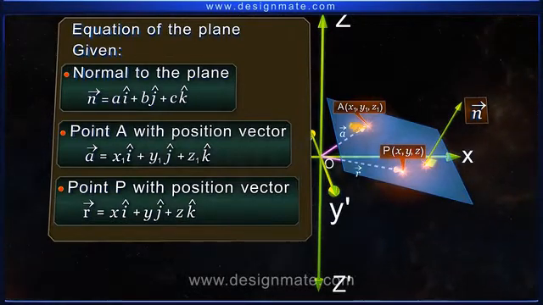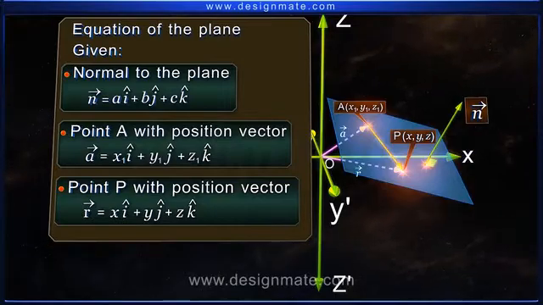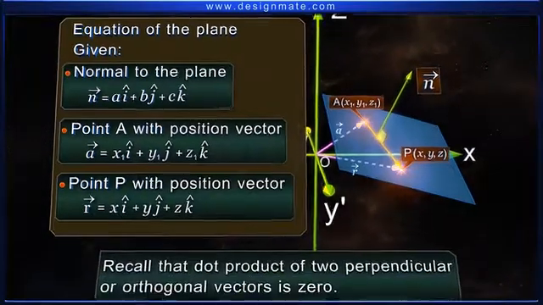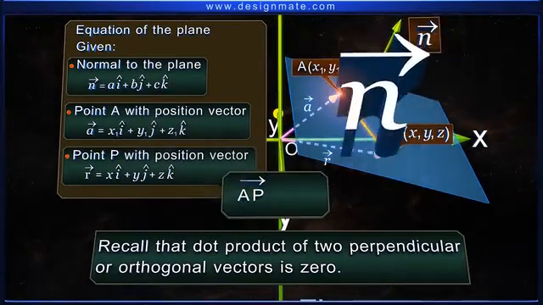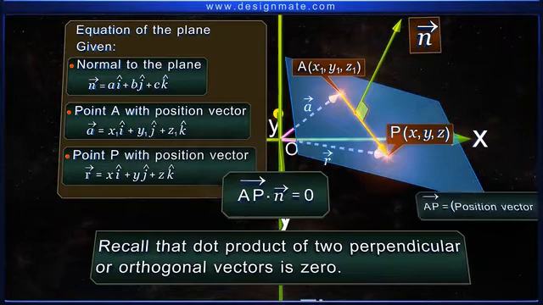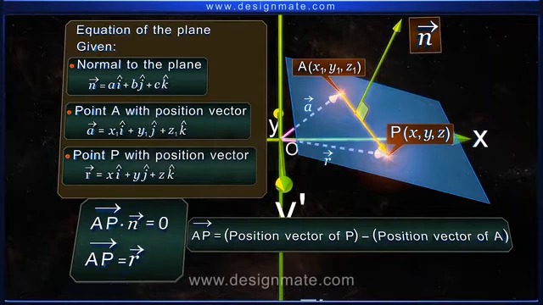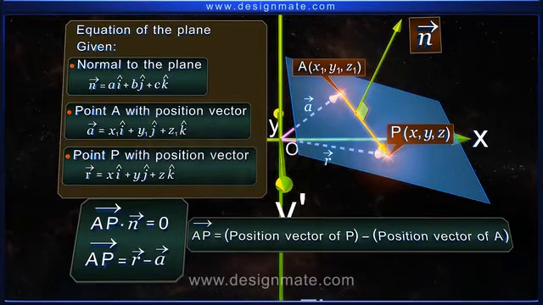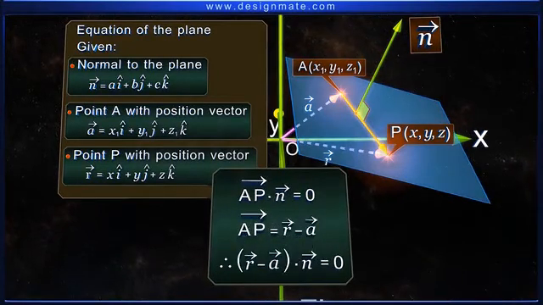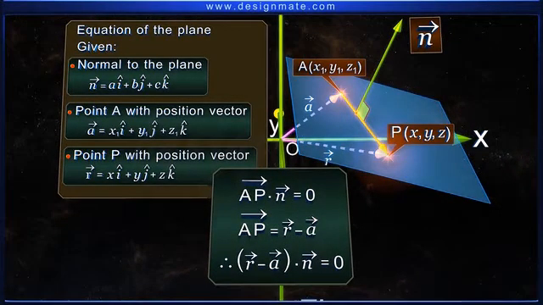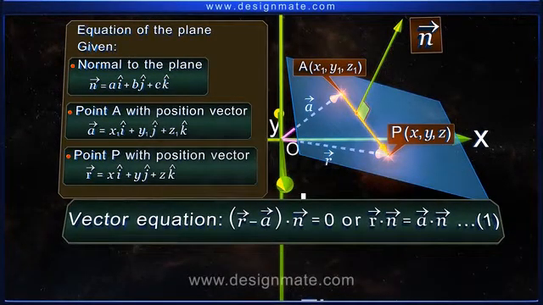As the vector joining the points A and P lies in the plane, the normal vector n is perpendicular to the vector AP, that is, the dot product of vector AP with vector n is equal to 0. But vector AP is equal to vector r minus vector A. Therefore, the dot product of vector r minus vector A and vector n is equal to 0. This is the vector equation of the plane.